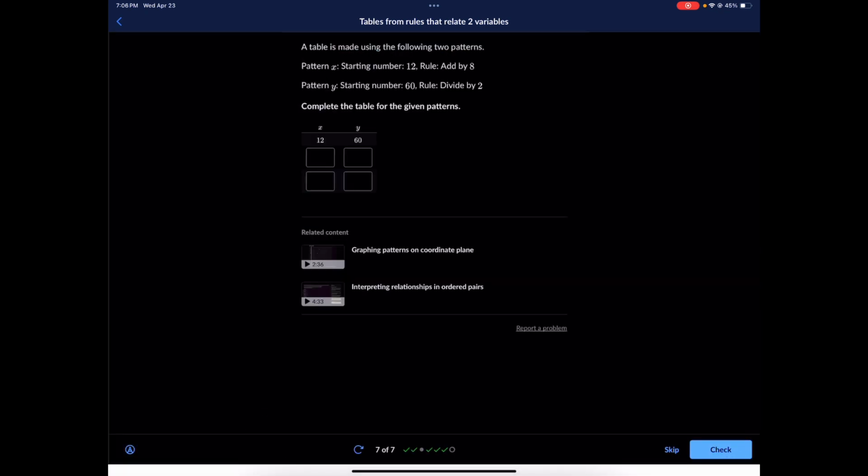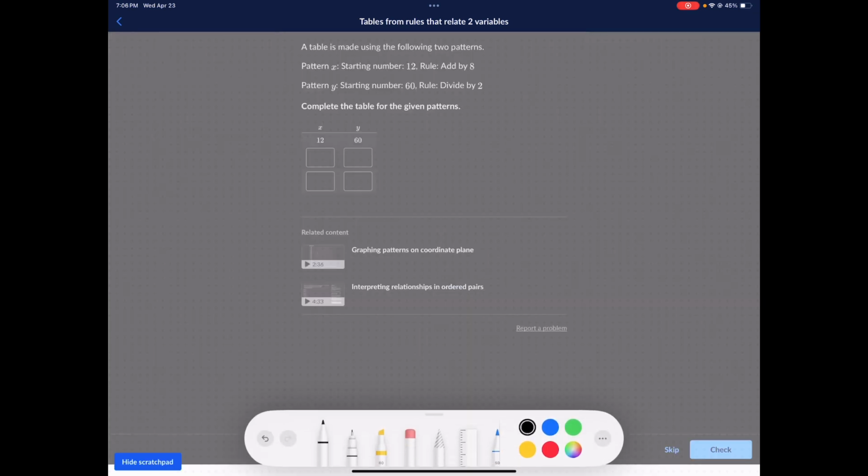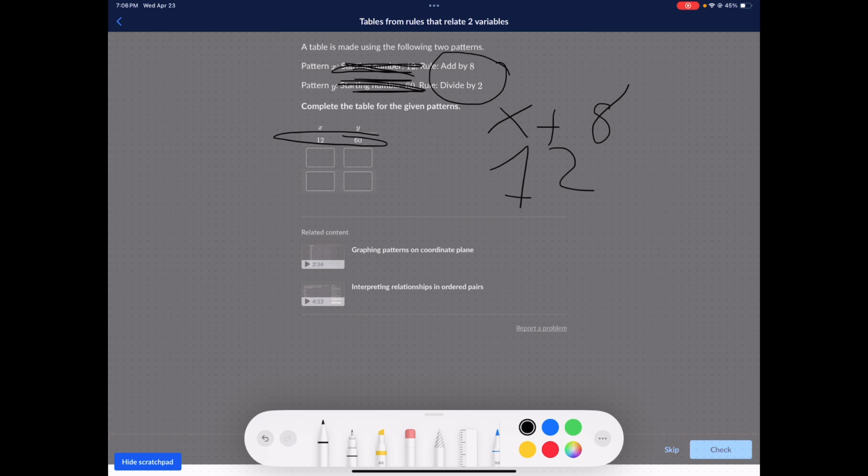Okay, last problem for this one. A table is made using the following 2 patterns. Pattern X, starting number 12, rule add 8. Pattern Y, starting number 60, rule divide by 2. So again, we don't need these. The only numbers we need are this and this. So for X, we are adding 8. So X plus 8. And notice how it's not going to be 20 again. Whatever our output is will continue on from there, which I think I explained in the first problem. So what is 12, because that's X right here, plus 8?